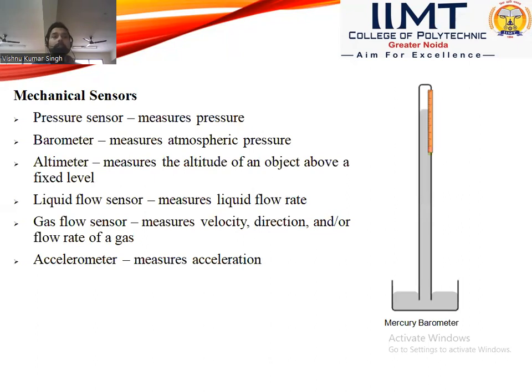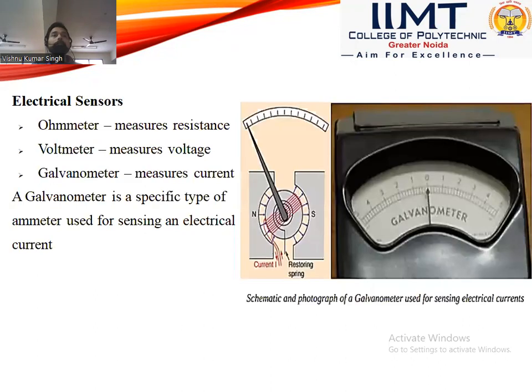Then come the mechanical sensors. These include a pressure sensor, which measures pressure; a barometer, which measures atmospheric pressure; an altimeter, which measures the altitude of an object above a fixed level; a liquid flow sensor, which measures liquid flow rate; and a gas flow sensor, which measures velocity and direction. Then comes the accelerometer, which measures acceleration. Then come the electrical sensors. They include the ohmmeter, which measures resistance, the voltmeter, which measures voltage, and the galvanometer, which measures current. A galvanometer is a specific type of ammeter used for sensing an electric current.